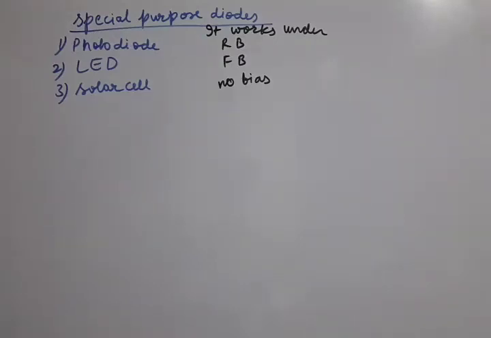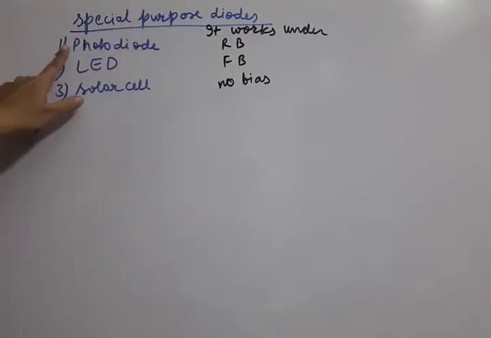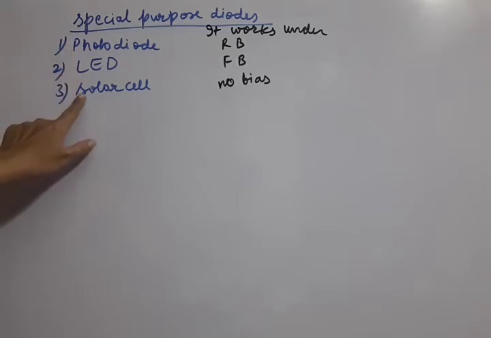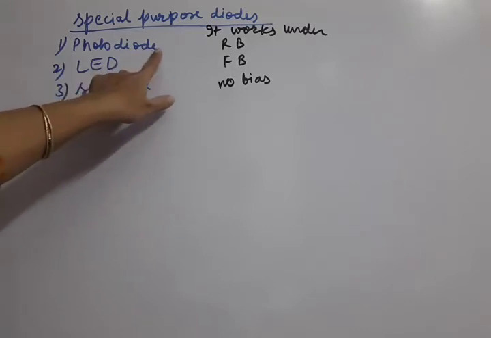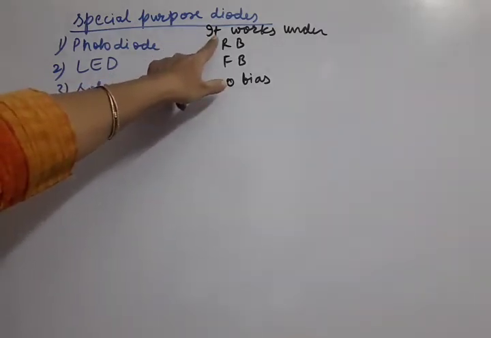Hello students. Today we will understand the special purpose diodes, or we can also say diode applications, that is, in how many devices we can use diodes. These are the three names written here: photodiode, LED and solar cell. We are going to understand these three special types of diodes. They have some special purpose, and it is also written here about the biasing.